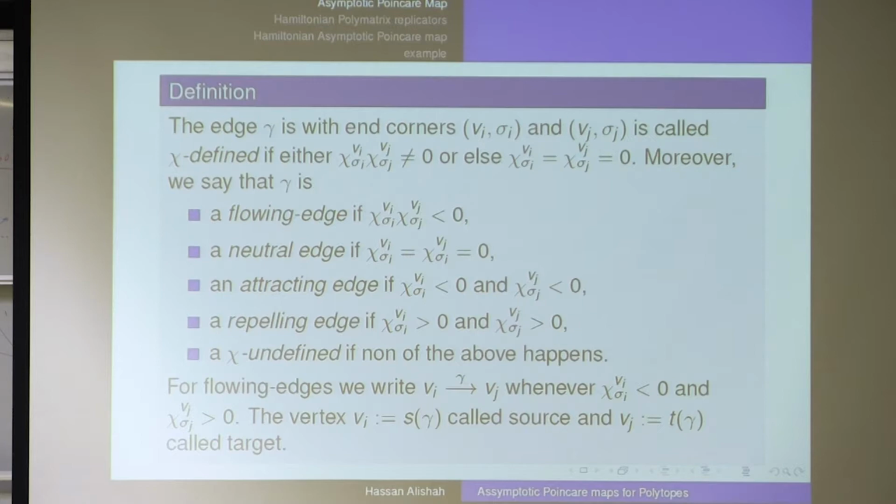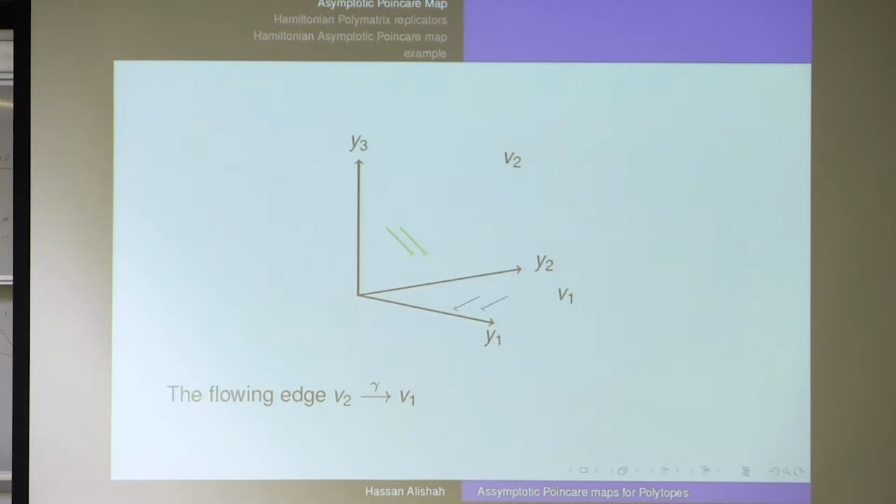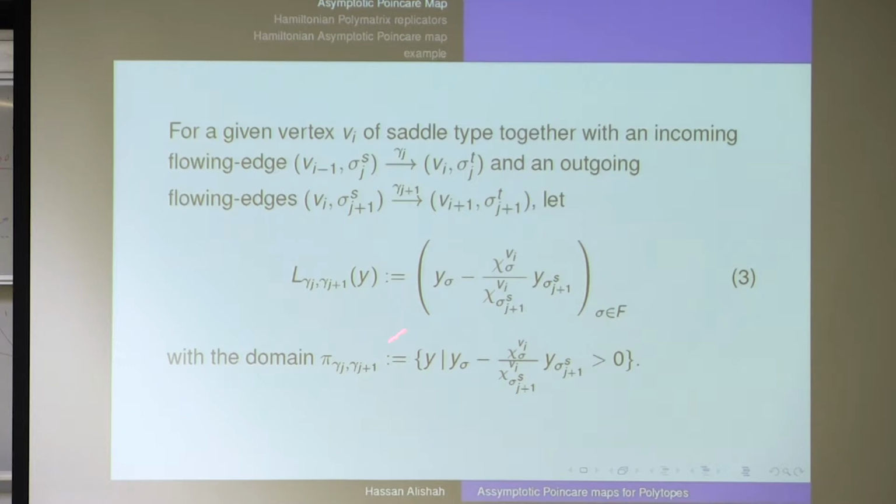In principle, I don't want to go very deep into it, but just to give you an image of what is happening: you have these Poincaré maps in the polytopes, and you linearize them, and you get the linear dynamics on dual polytopes. And this is the flow.